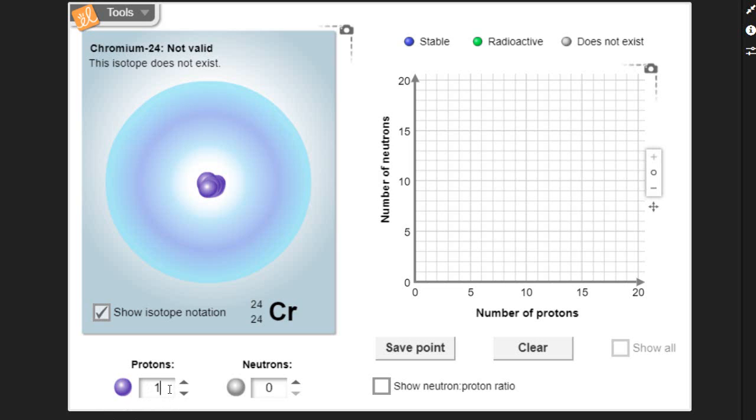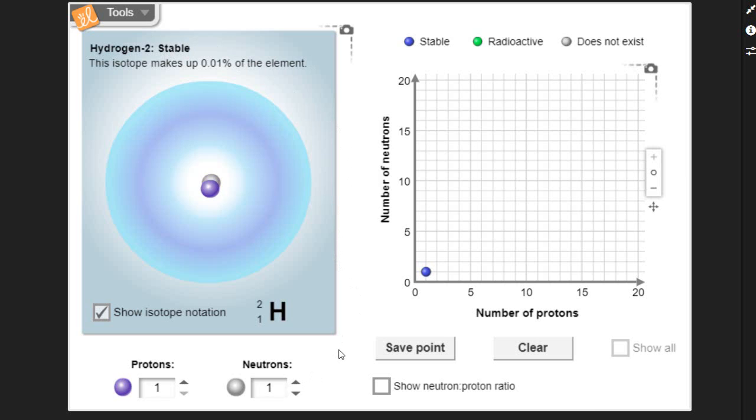Let's look at one proton, no neutrons. Which element is that? Hydrogen. Okay, look at the table. What's the mass of hydrogen? 1. What is its number? 1 minus 1 is 0. This is regular hydrogen. And look what it says up here at the top. Stable. Okay?